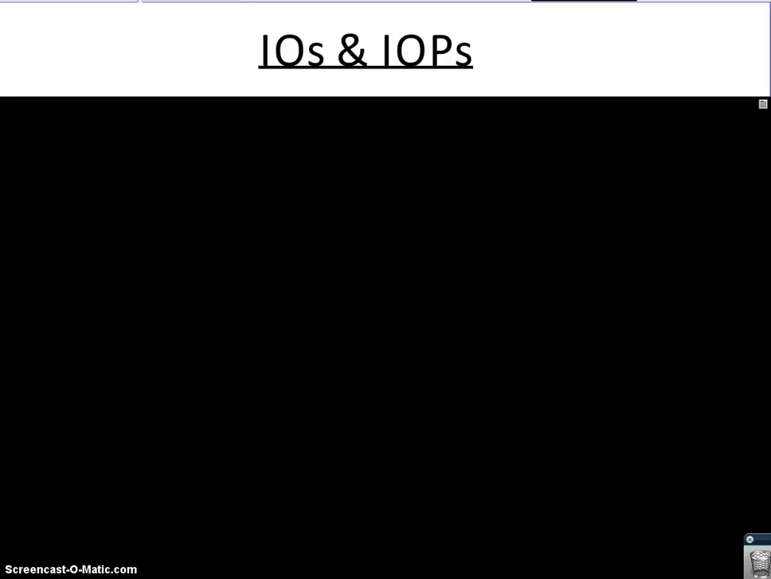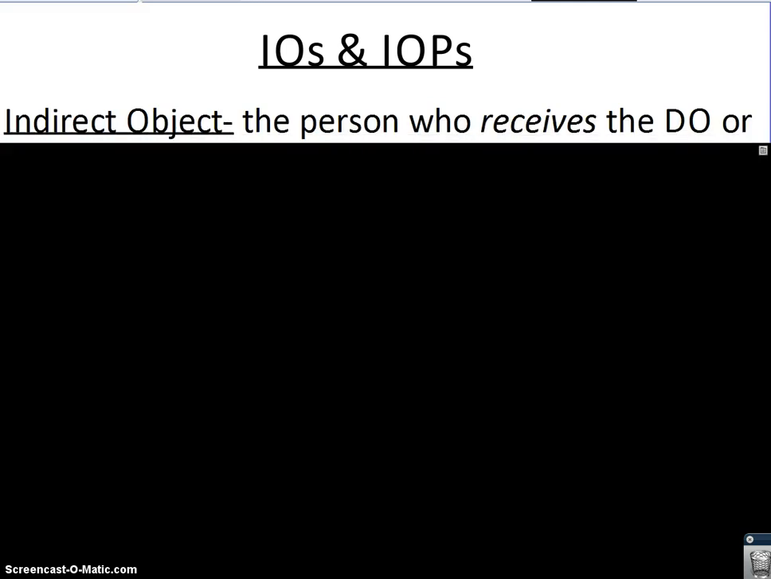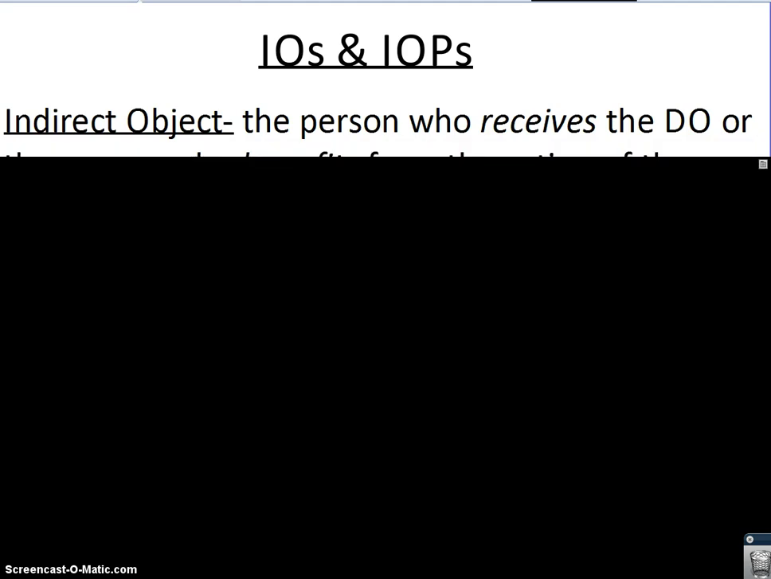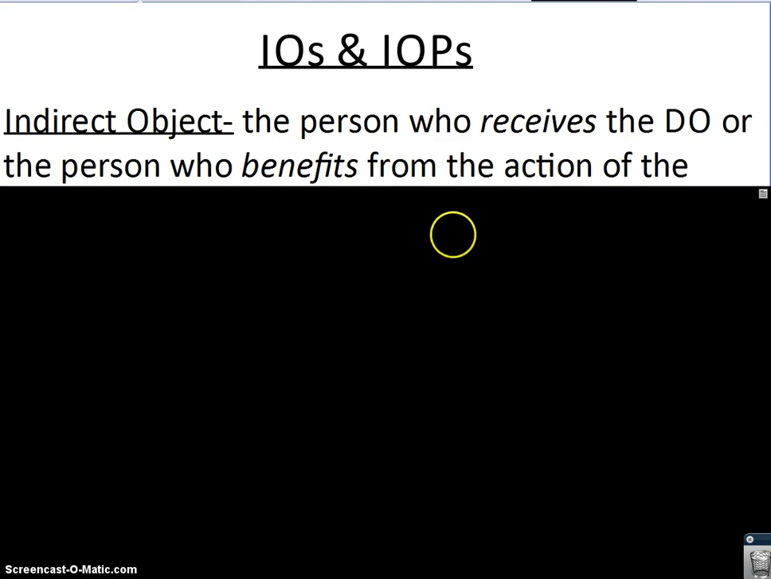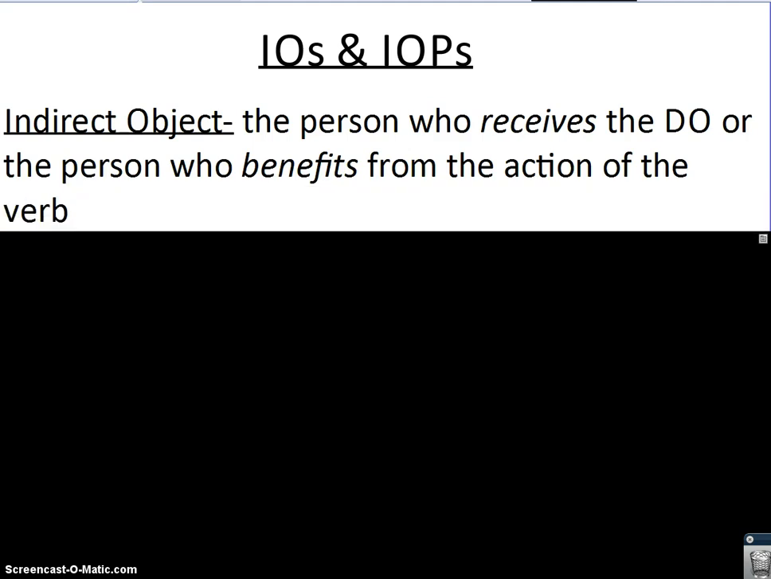Okay, class A, next set of notes, your indirect objects and your indirect object pronouns. That's what IOs and IOPs stand for. So go ahead and write all this stuff down in your notes. Now, your English teachers will tell you that the indirect object is the person who receives the direct object, that's what DO stands for, or the person who benefits from the action of the verb. Go ahead and write that down.